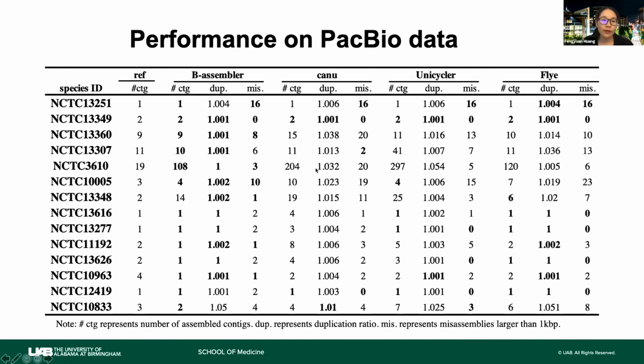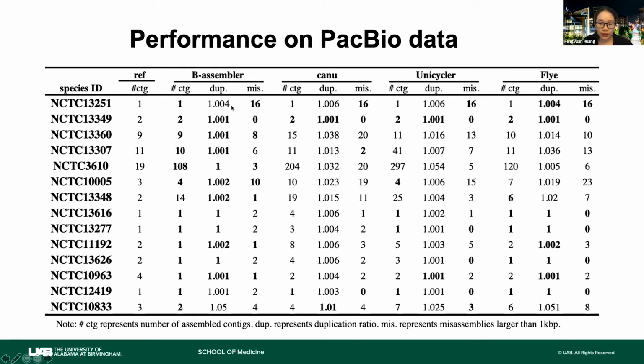And backsembler performed well on simulation and real nanopore data. Besides, it's also available for PacBio data. We downloaded 14 bacterial species PacBio sequencing data from the NCTC 3000 project, which provides references. So we included Canu, Unicycler, and Flye for comparison.